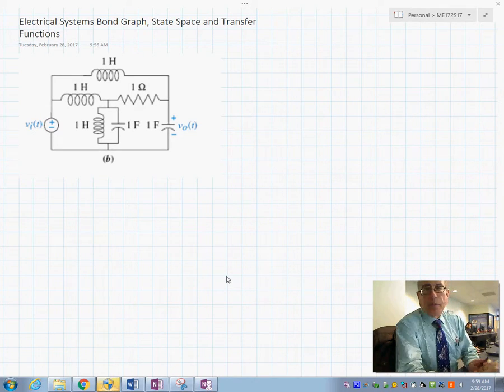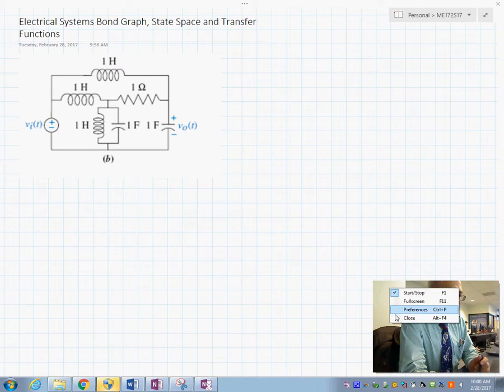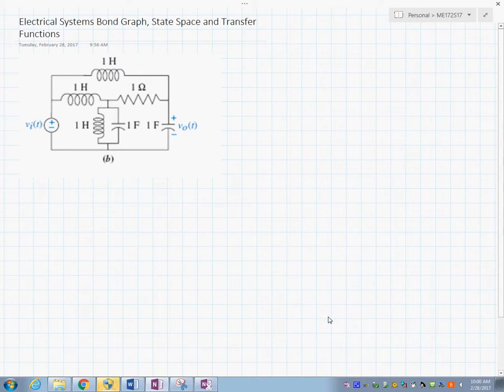On the screen we have another example, and our objective is to obtain the bond graph model, obtain the state space form, and the transfer functions. So in here we're going to make sure we understand what the problem is.